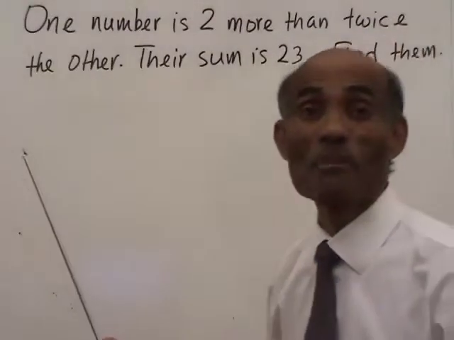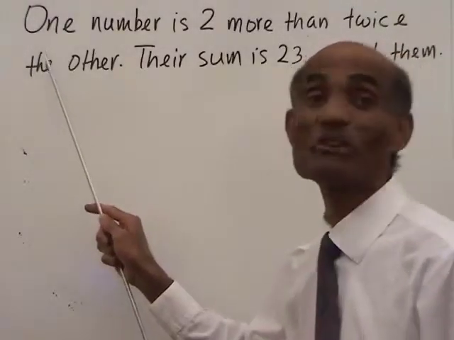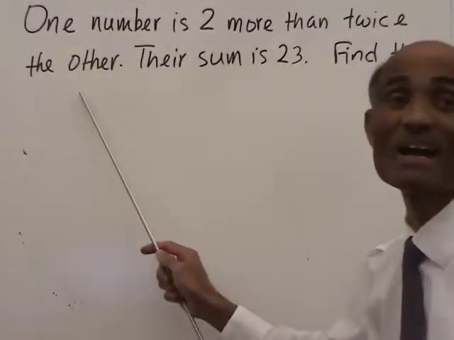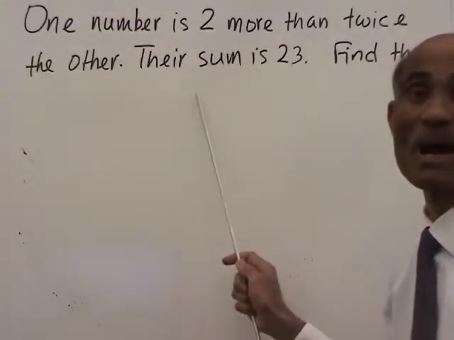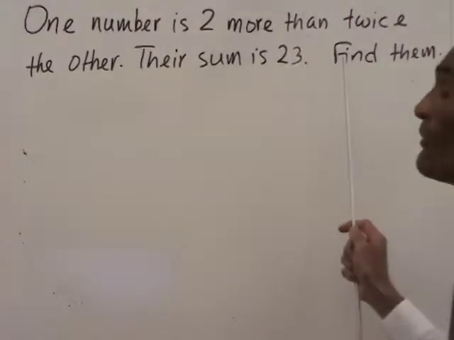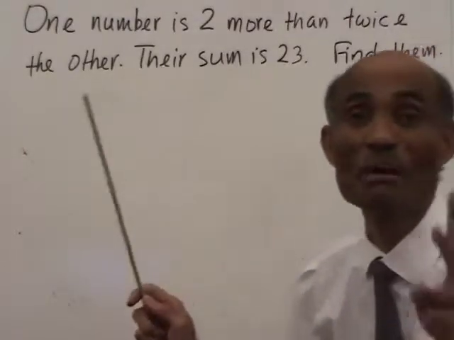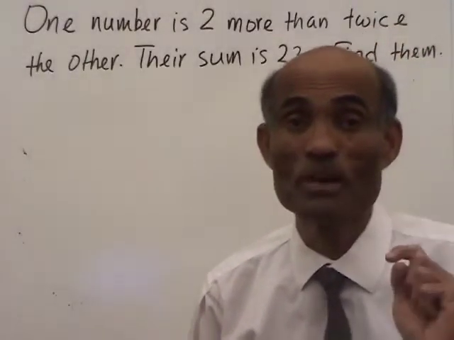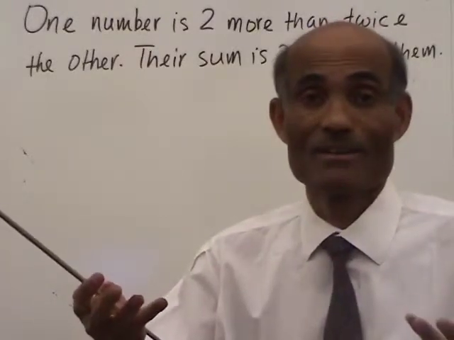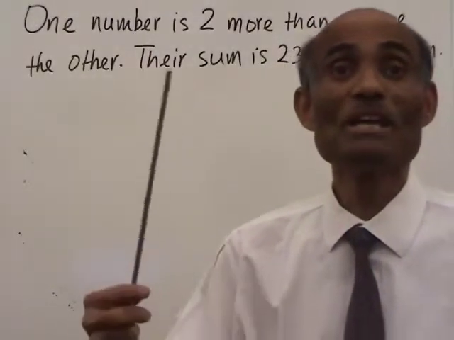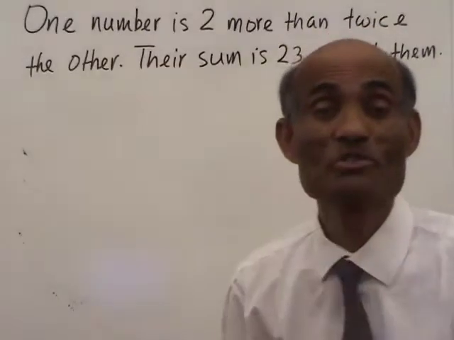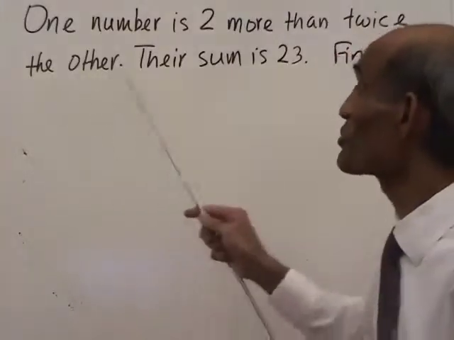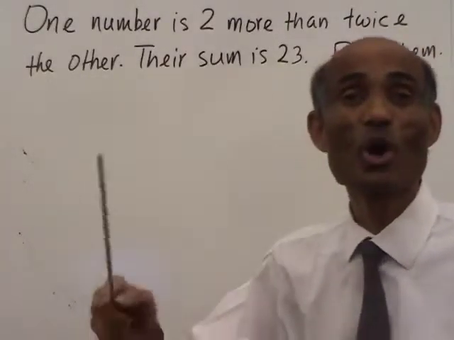We will now do an application problem. Read this carefully. One number is 2 more than twice the other. Their sum is 23. Find the two numbers. Now, when you are told to find a number, how do you begin? You got to say, let the number be x. But there are two numbers here you need to find. So you need to call one of them x. Which of them is going to be the number you're going to call x?